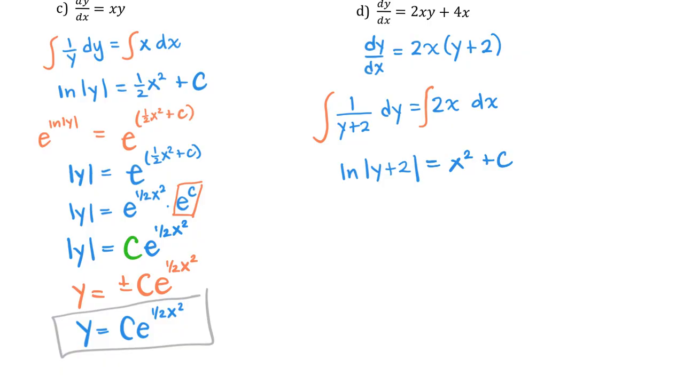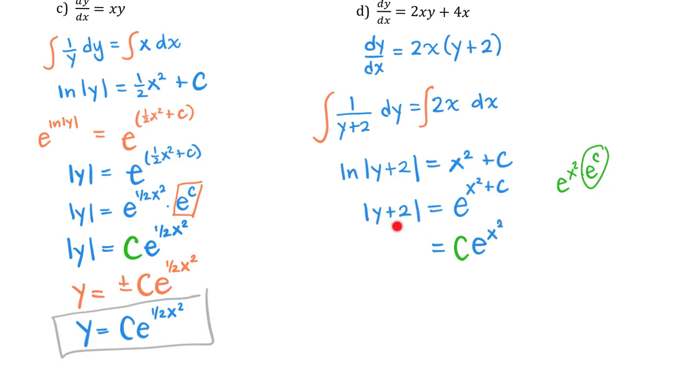Let's keep going. I'm going to do e to the something. So I have the absolute value of y plus 2 equals e to the x squared plus c. We're still okay? Now they're going to do the same thing we did here. This is really e to the x squared times e to the c. And because e to the c is going to be a constant anyways, and we haven't figured out what the constant is, we're going to change this to c e to the x squared.